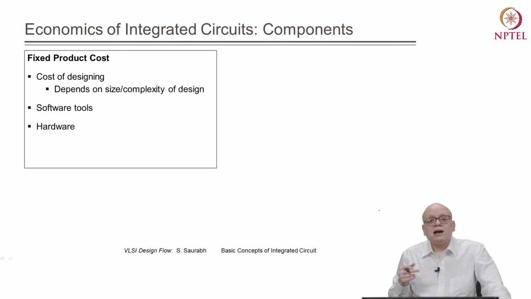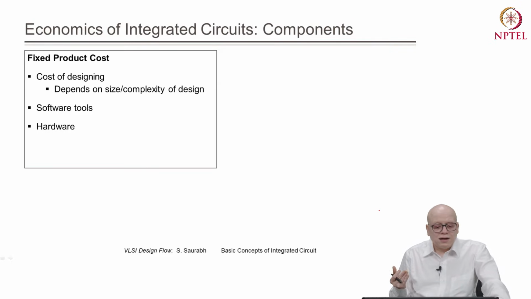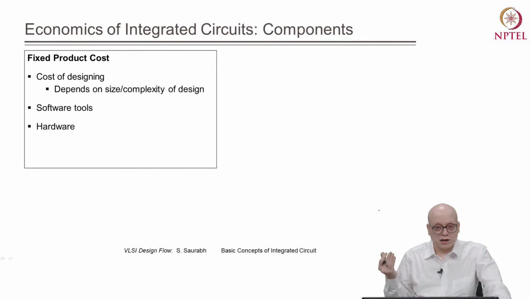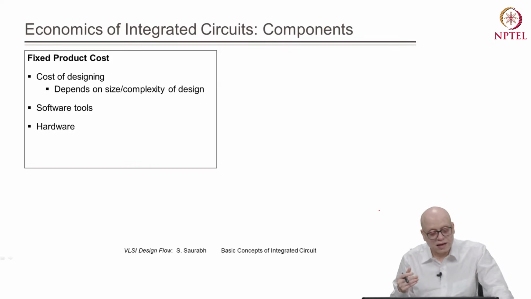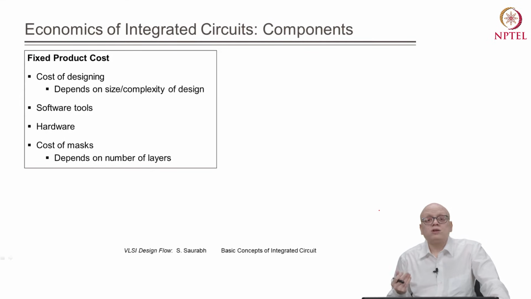And then there are costs related to the software tools that we use in designing. Again, those are one-time costs. And the hardware that we require for designing, for example, the computers that we use to make the designs, those are fixed costs. They don't depend on the volume of product or the chips that we manufacture. And the cost of the mask, right?